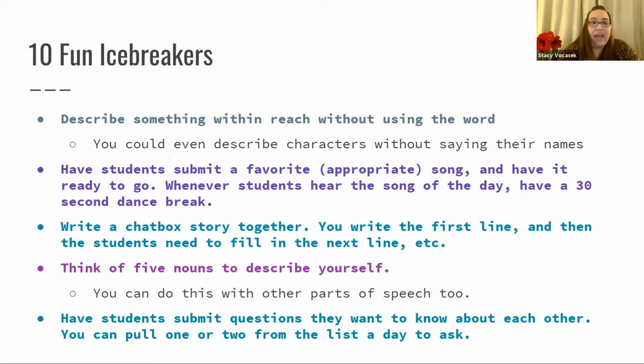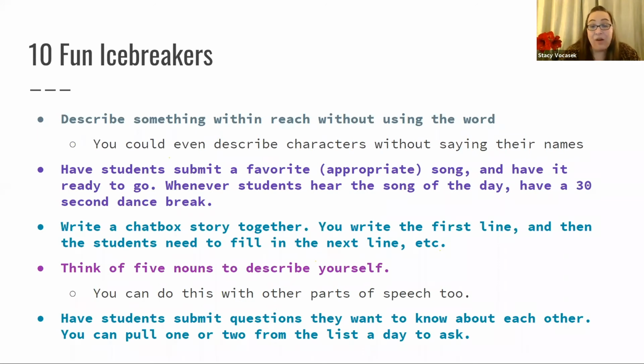A song of the day. You can have your kiddos submit their favorite and appropriate songs, have them ready to go, and then break up your class with 30-second dance breaks whenever they see it or hear it. We're just going to move around and get the wiggles out. That's always fun. A chat box story. You can write in the first line, and then a student has to write the next line, and so on and so on. That's a fun writing activity, but it's also collaborative and creative.